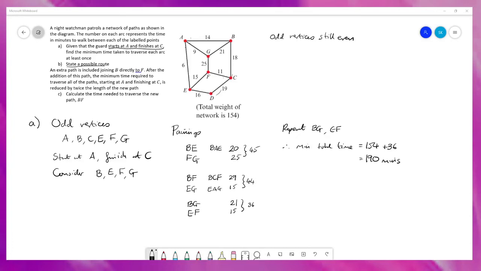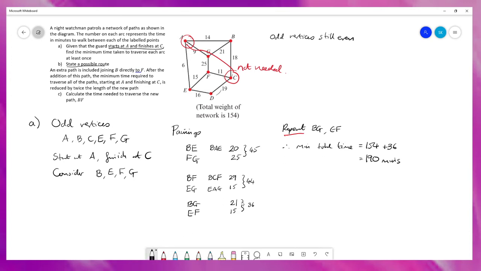You can see with this one, don't forget the units. Very important for questions of this nature. Don't forget the units. And you might be thinking, well, we ignored A to C. Why don't we need to add that on as well? Well, because we are starting at A, we go all the way round, and then we end up at C. Whereas with these ones, we needed to get from B to G and then back again, and E to F and then back again. That's why we repeat them. We don't need to get back from C to A. So we don't need to add anything on at the end. This is our final answer here.